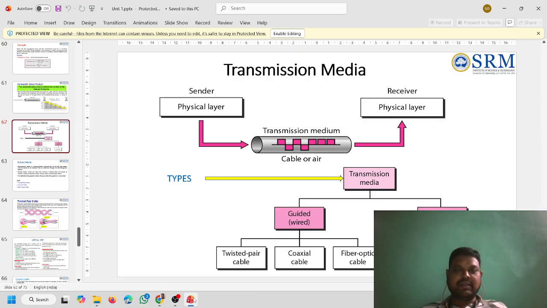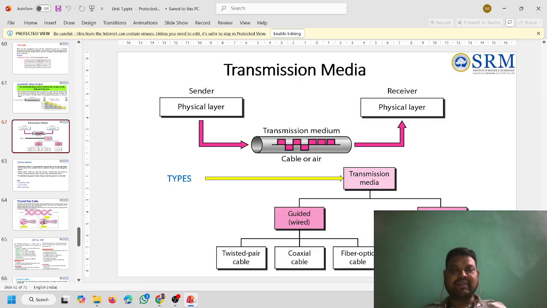So basically, the physical layer will be in touch with the communication media. There are basically two types of communication or transmission media. One is guided or wired transmission media. The second one is unguided or wireless media. Further, both guided and unguided media are divided into a number of types. We'll discuss a few types of guided and unguided media in this video.